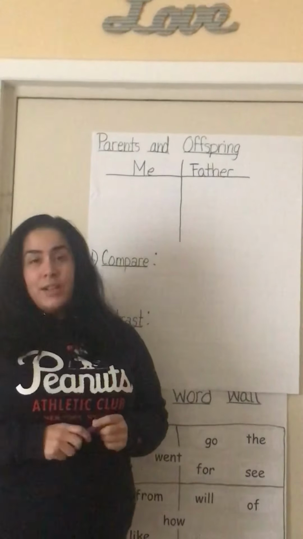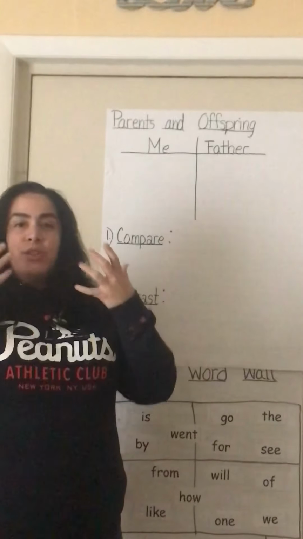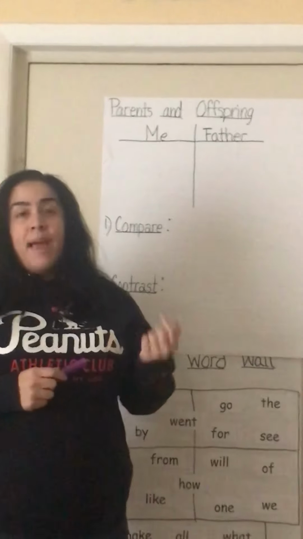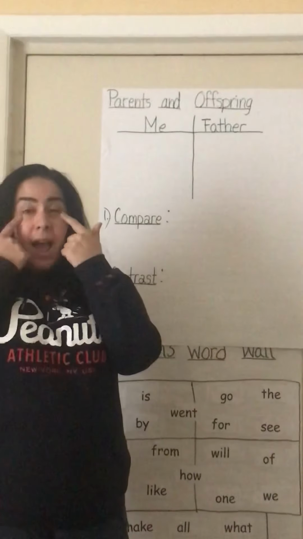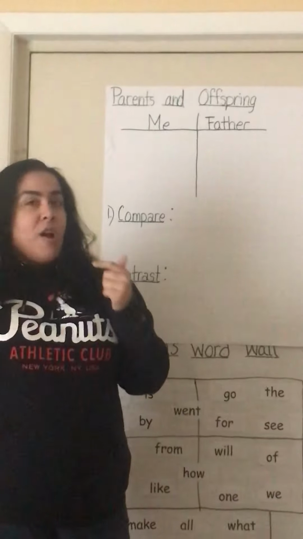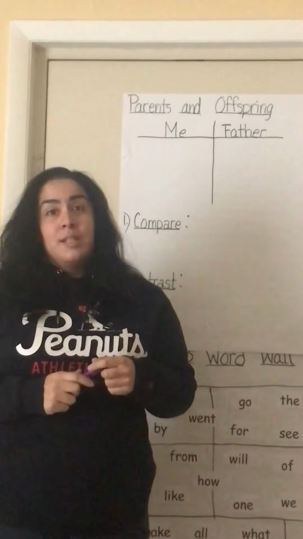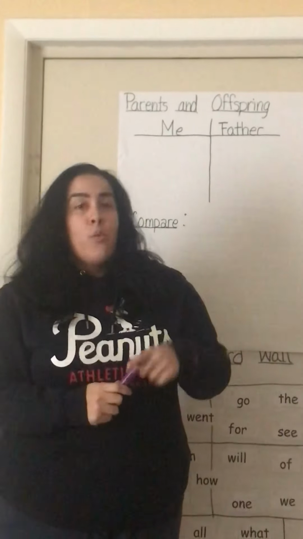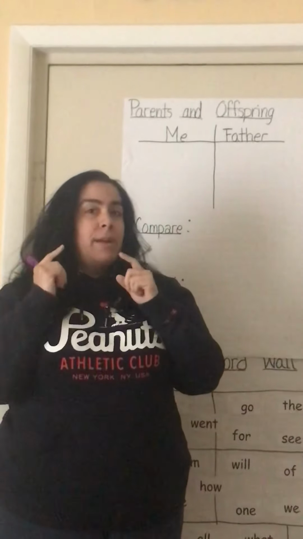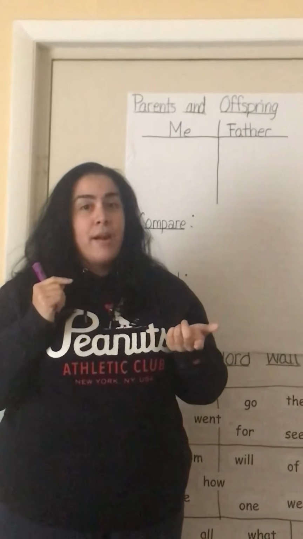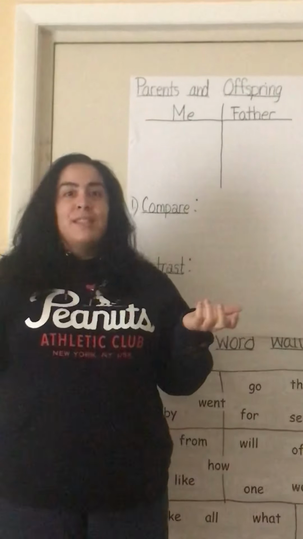So guys, yesterday we learned about inherited traits. Remember, traits are genes or characteristics that we get from our parents. They could be genetic. So some of the features, remember, were our eye colors, our nose, our hair color, and sometimes our height. So what I want you guys to do today is observe one of your parents and compare and contrast yourself. Remember, comparing is when we're looking for similarities, and contrasting is when we're looking for differences.